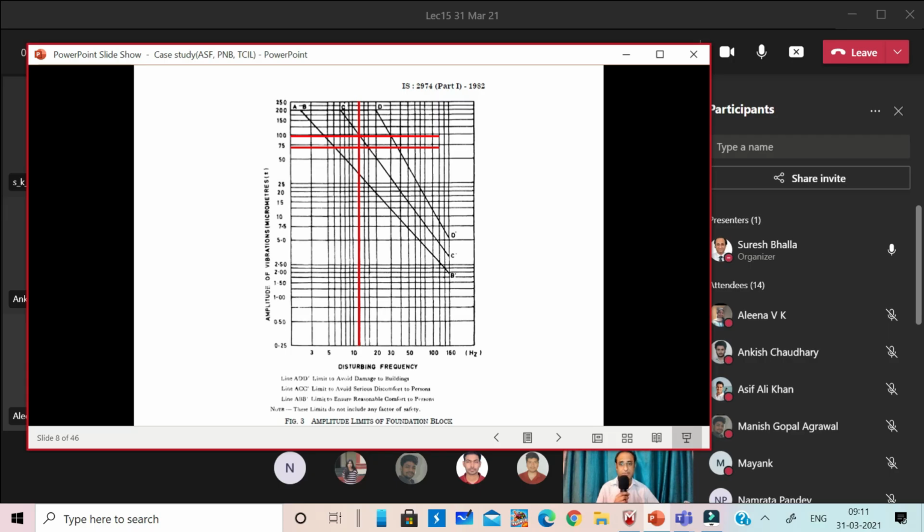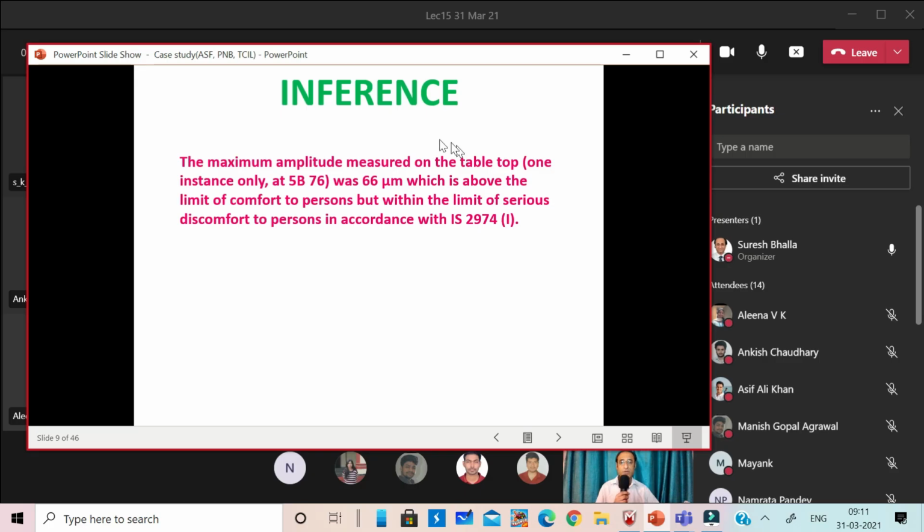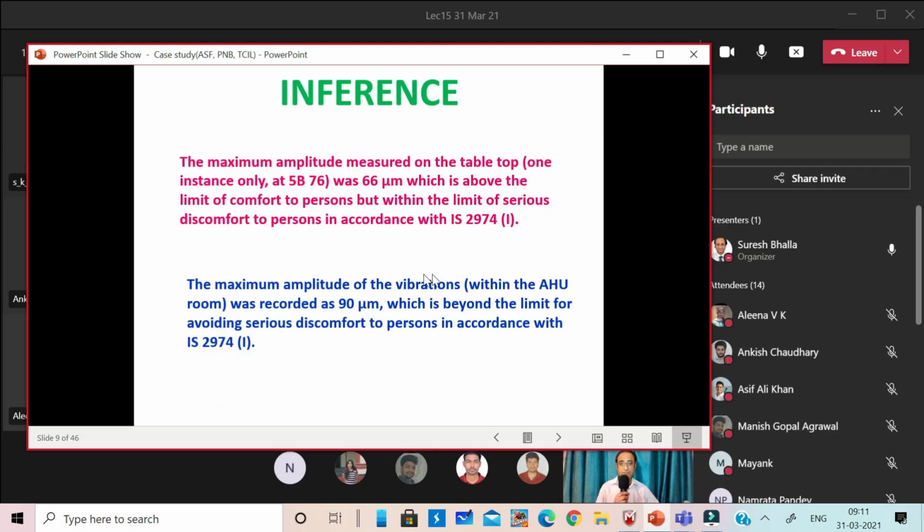So vibrations were definitely there. From this chart we can conclude that in one case the vibrations are above the limit to ensure reasonable comfort, but they are within the limit of serious discomfort to persons. And at one point, that was the AHU, air handling unit, we recorded the vibrations as 90 microns, and this is certainly beyond the limit to avoid serious discomfort to persons. Any person who is in this particular location will feel adverse effects from the health point of view also.